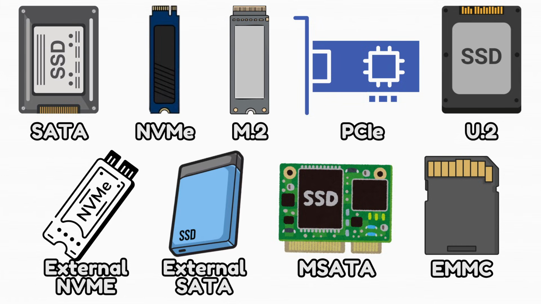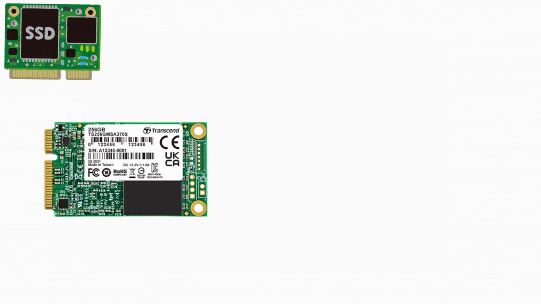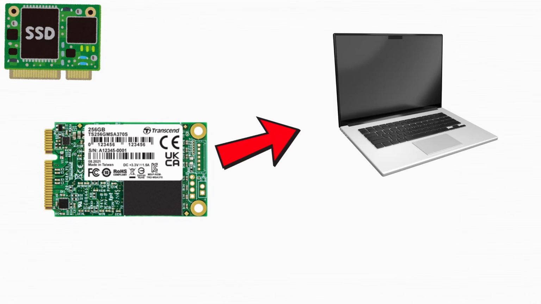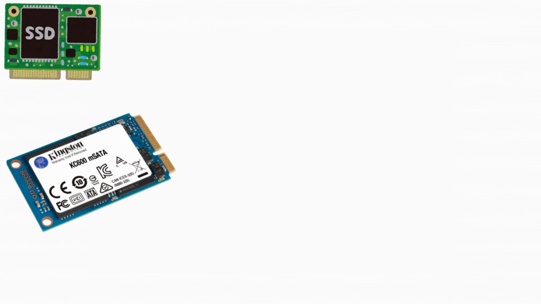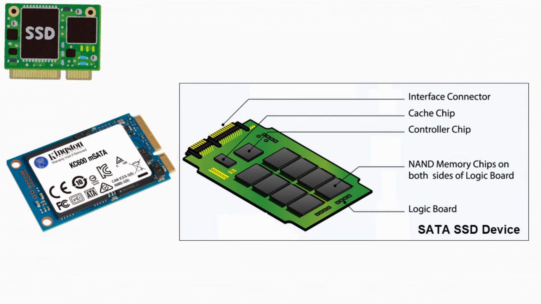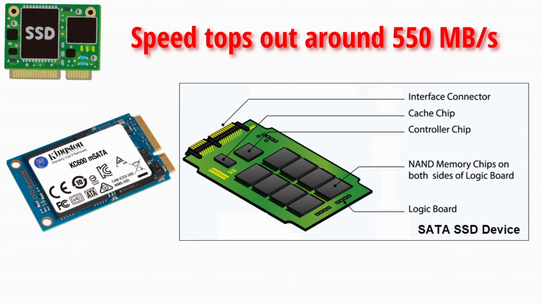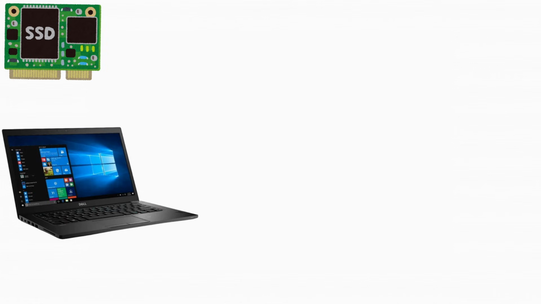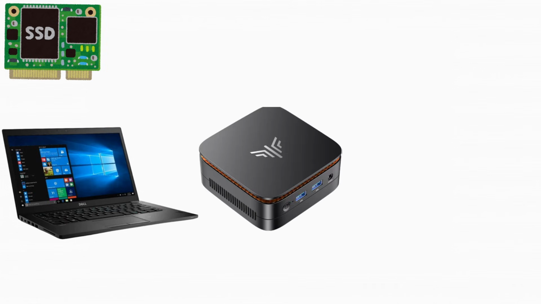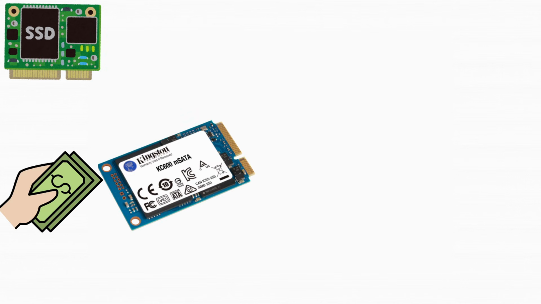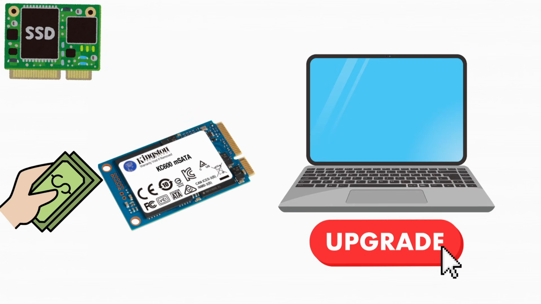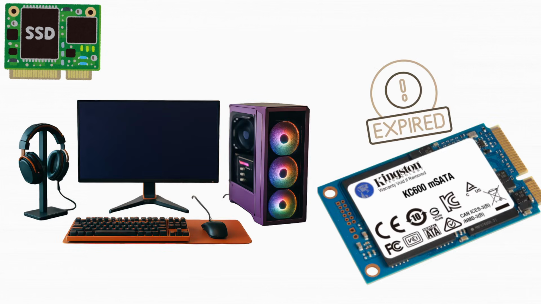Next on the list, mSATA SSD. mSATA SSDs were the original small-sized laptop SSDs before M.2 existed. They look like tiny cards and use the SATA interface, meaning their speed tops out around 550 megabytes per second. They're found in older ultrabooks, mini PCs, and older small form factor devices. You usually only buy mSATA if you're upgrading an older laptop that doesn't support M.2. For modern systems, mSATA is basically retired technology.